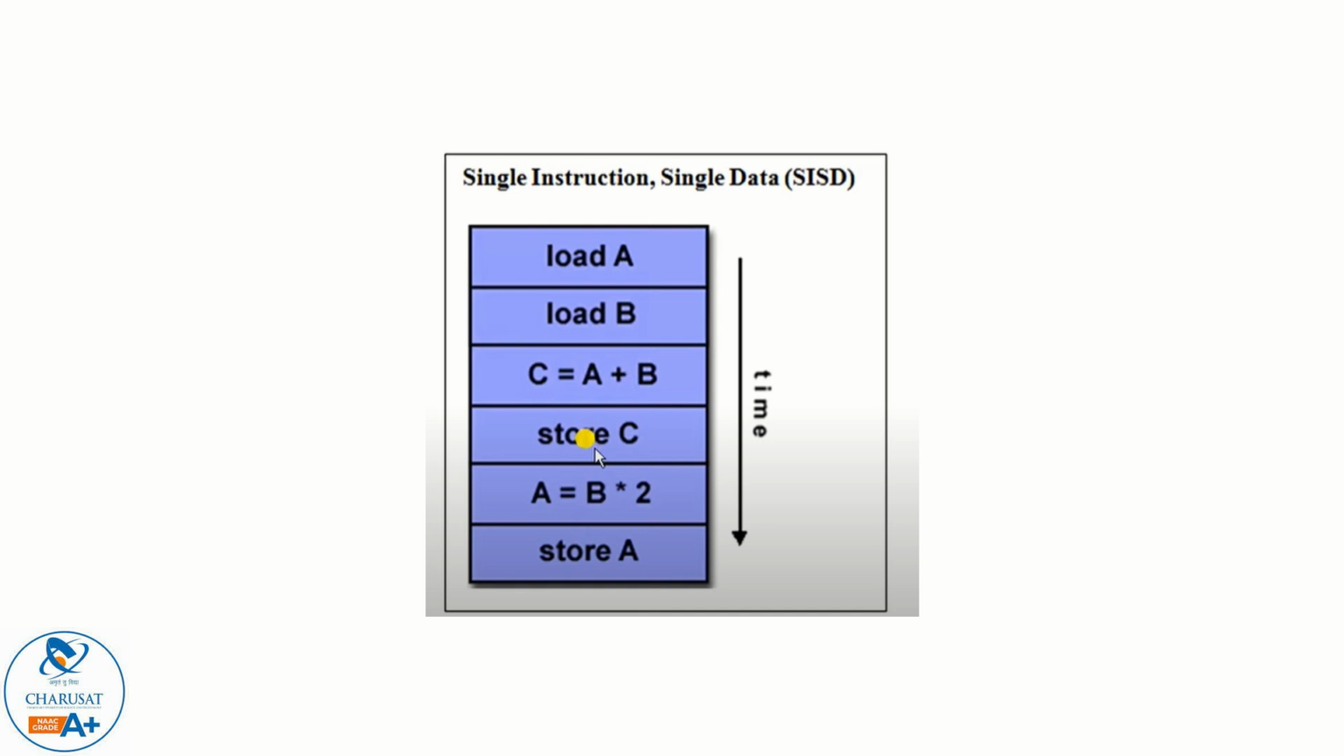Here is an example of an SISD computer. First we load A, load B, add them and store the result into C, store C, and then A equals B times 2, and store A. So at a time, a single instruction and single data are passing and being evaluated. Then we call it an SISD computer.